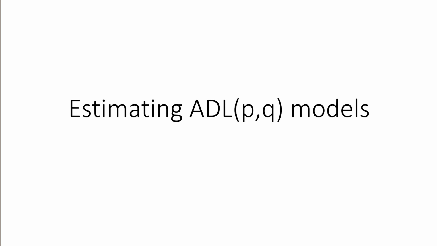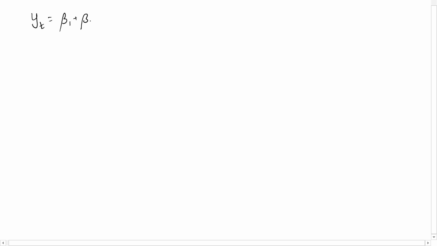This lecture is all about estimating ADL(p, q) models. So a quick reminder of the ADL(p, q) model. If y_t depends on an exogenous variable x_t, we can write y_t = beta_1 + beta_2 x_t + epsilon_t. Then we call this model a static model.